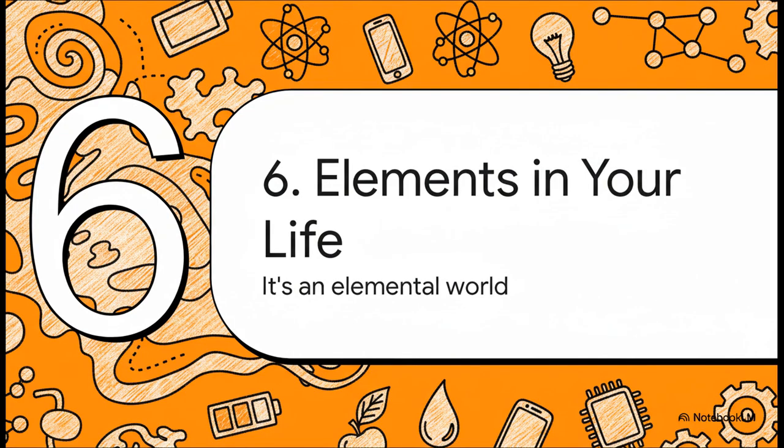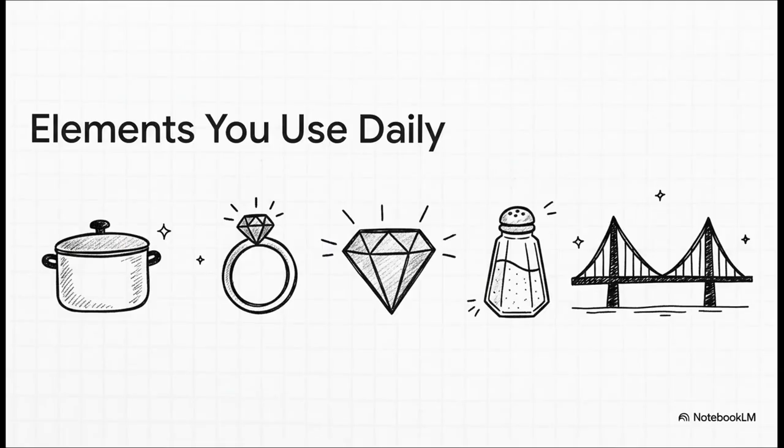All right, so we've gone through a ton of stuff. But now we get to the really important question. So what? Why does any of this matter to you? Well, the truth is, these elements are all around you, every single day. Seriously, you interact with these things constantly. The aluminum in the pan you use to cook breakfast, that's an element. Any gold jewelry you might be wearing? Element. Carbon is what makes up diamonds.